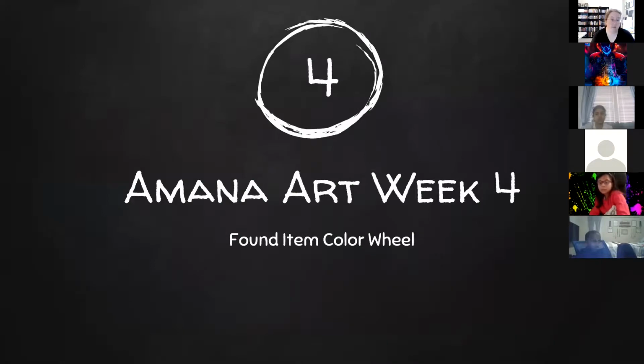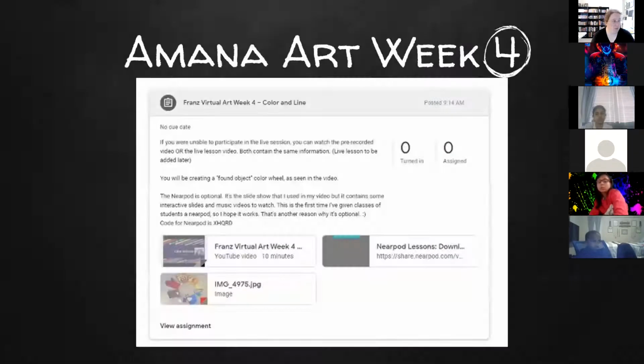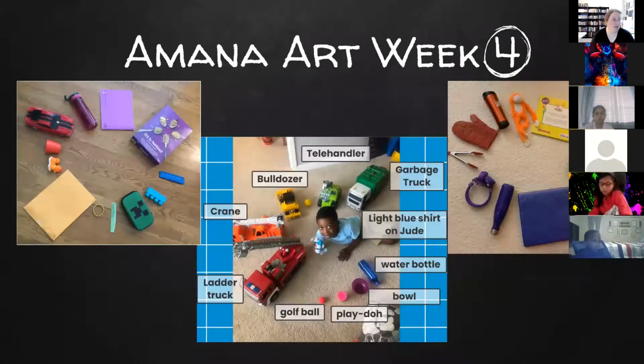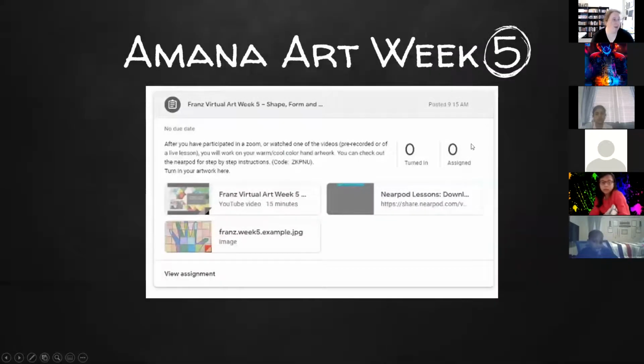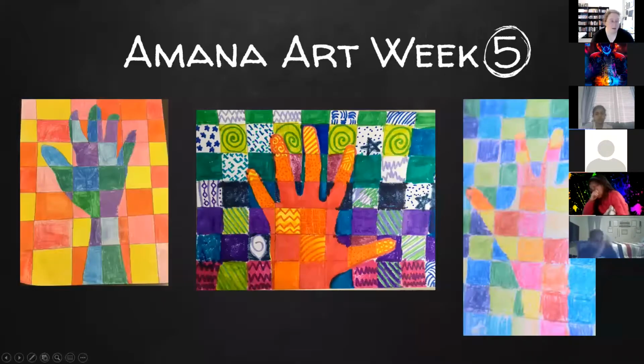Week 4 was the found item color wheel. So this was the assignment. Here's some of the examples. I would like to point out that this guy right here in the middle is a kindergartner. He was so excited to do the color wheel. Week 5 was the warm and cool hands that Miles just showed me a little while ago. So here is the example. Here's our assignment. Here is some of the examples I've gotten from my other students.